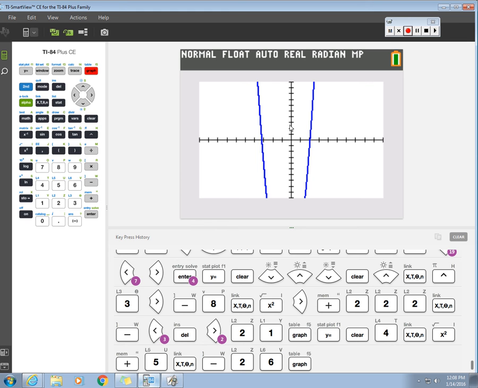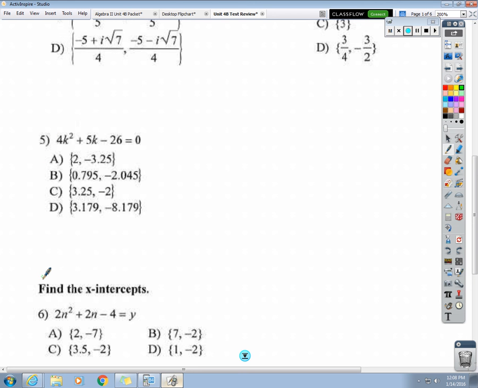2 times. This one's pretty obvious where it crosses. That's at positive 2. Now over here, it's approximately negative 3 point something, right? So keep that in mind. Positive 2 on the dot, negative 3 point something. Look at your answer choices. So it has to be which one? A.